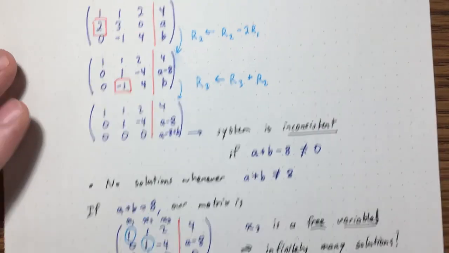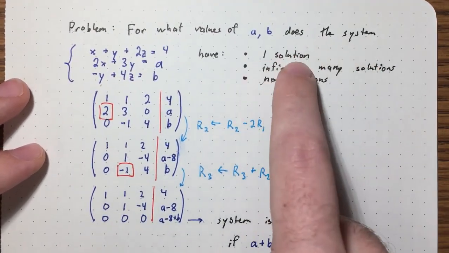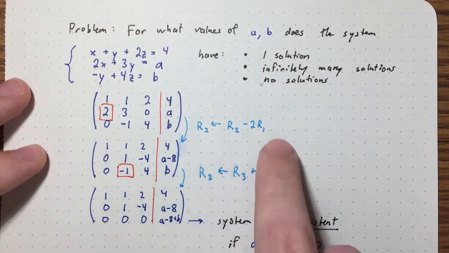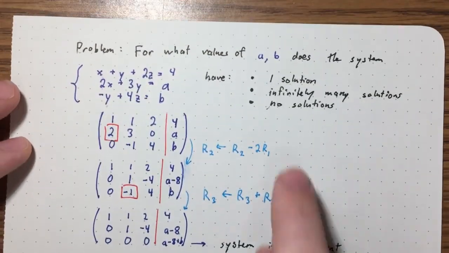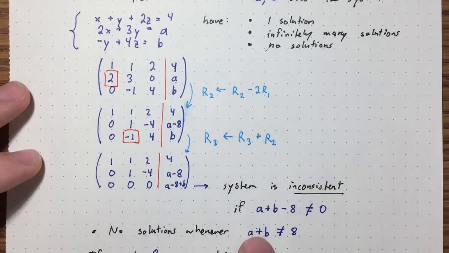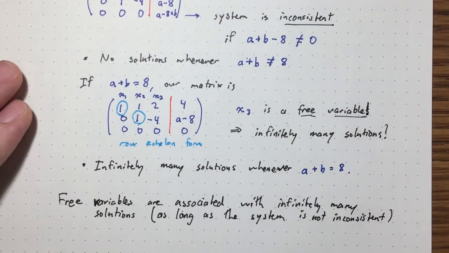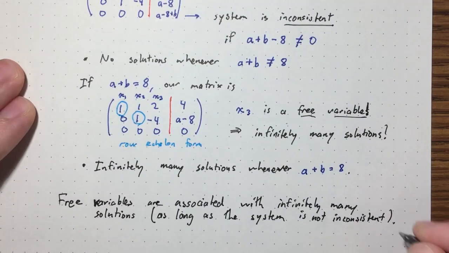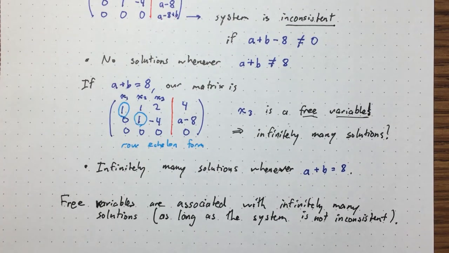Okay. So the answer to our question is the system will never have one solution. It's not possible. It will have infinitely many solutions whenever A plus B is 8, and it will have no solutions, it will be inconsistent, whenever A plus B is equal to something other than 8. Okay. So hopefully you enjoyed that problem, and next time we'll talk about some interesting applications of linear systems.